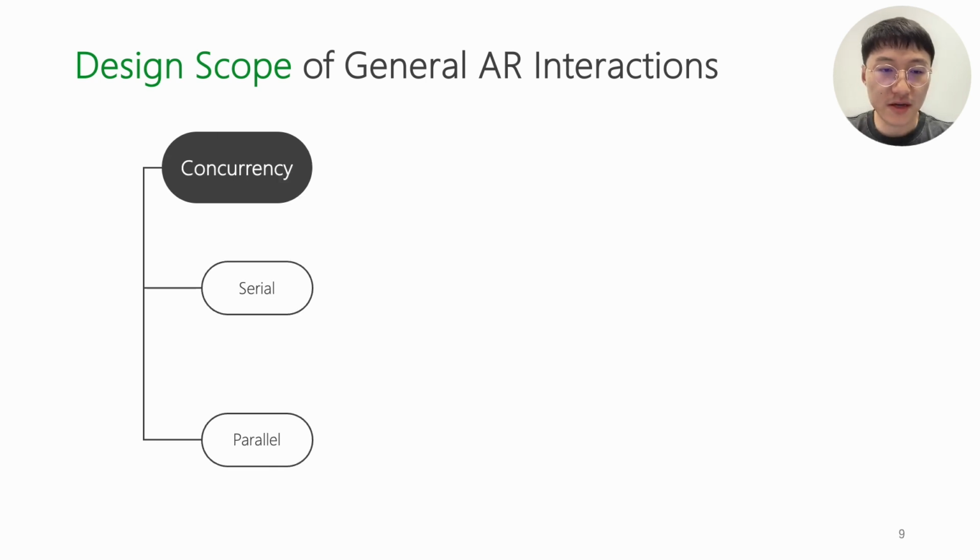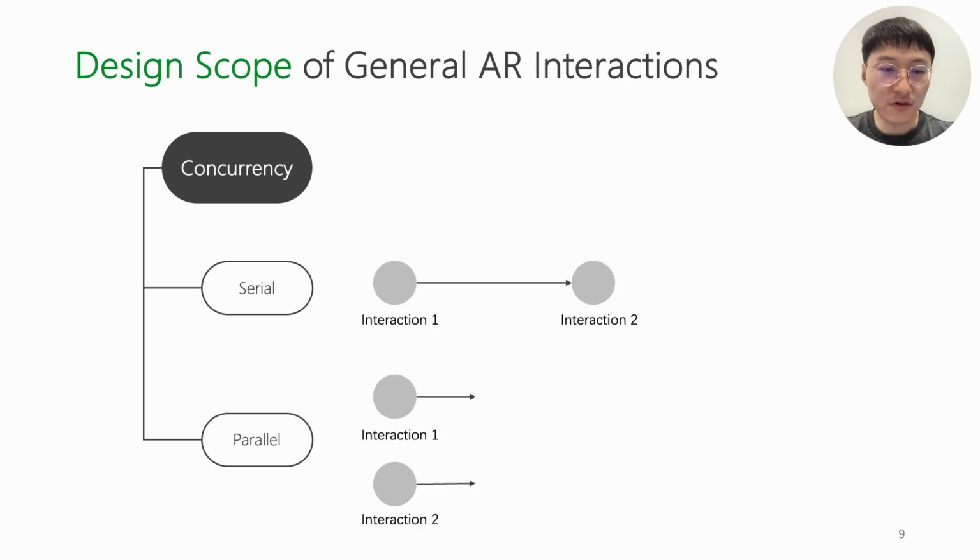From the time perspective, AR interactions can happen serially or parallelly. In the serial mode, one interaction follows the completion of the previous one. In the parallel mode, AR interactions can occur simultaneously.